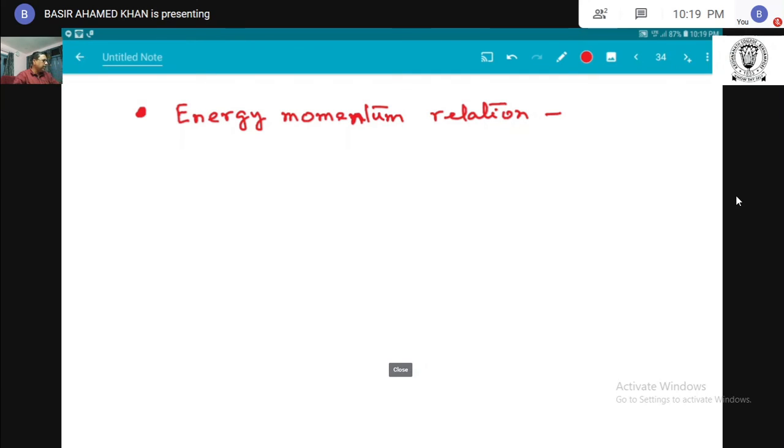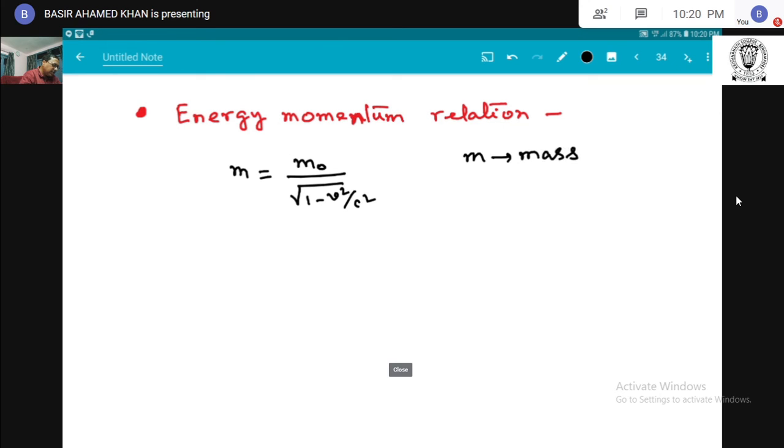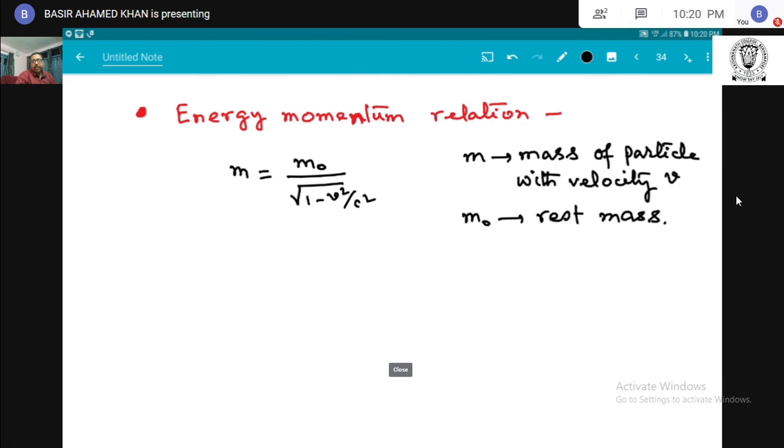According to relativity, the mass of a particle of rest mass m0 and with velocity v is m0 divided by root over of 1 minus v square by c square. M is the mass of the particle with velocity v, and m0 is the rest mass. That means when the particle is at rest, the mass is m0.